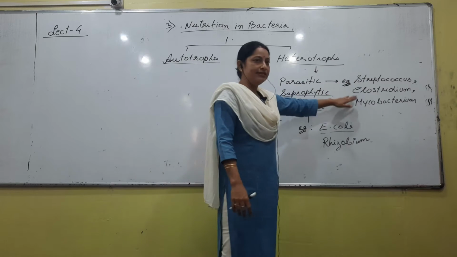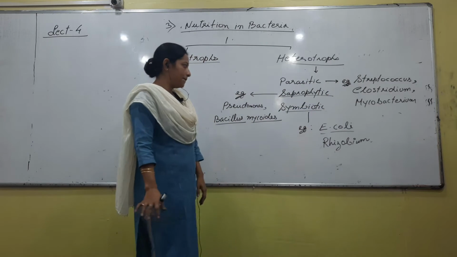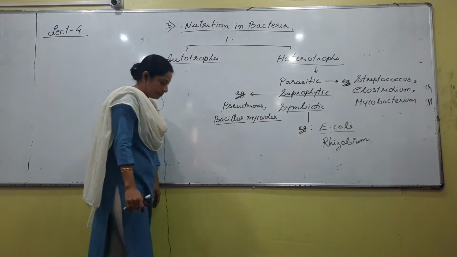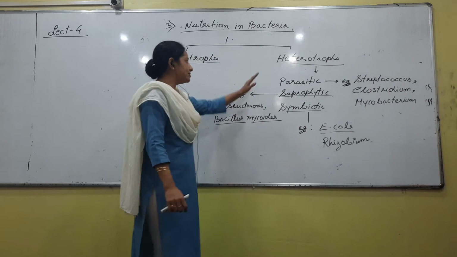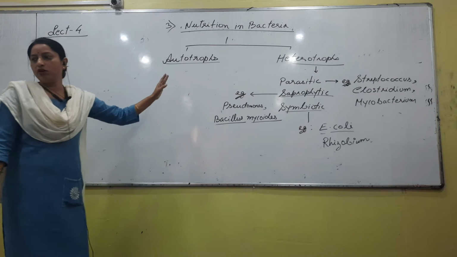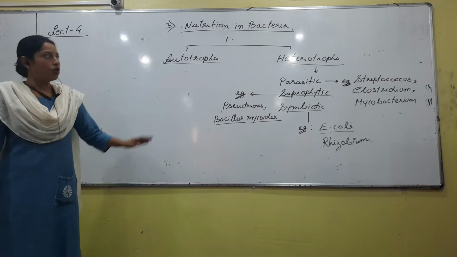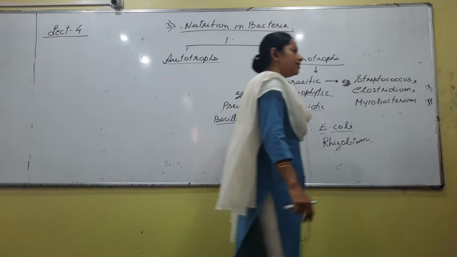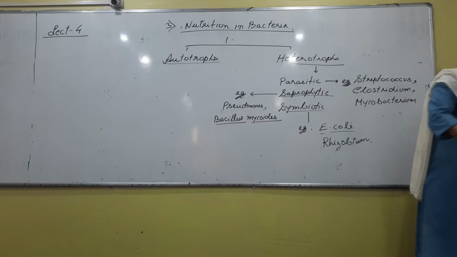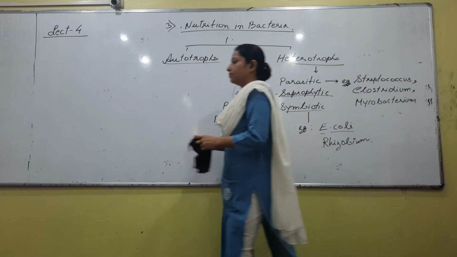So, examples. Once this is over, we will be talking about the autotrophs. The autotrophic chart will be comparatively long. Either you can write it in the form of a chart or you can write it point wise also.